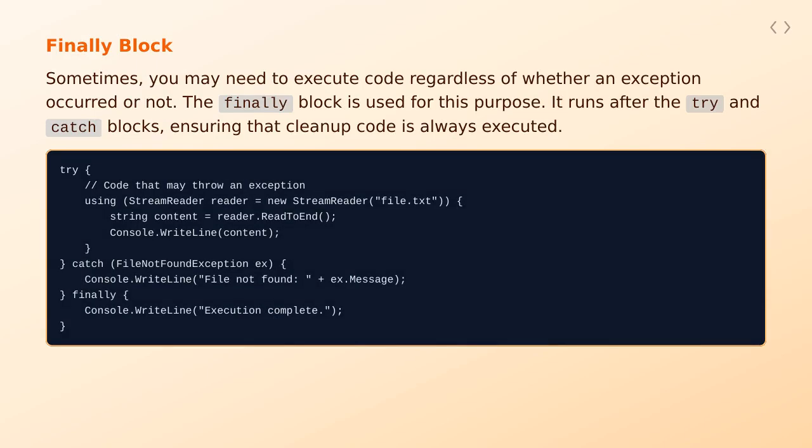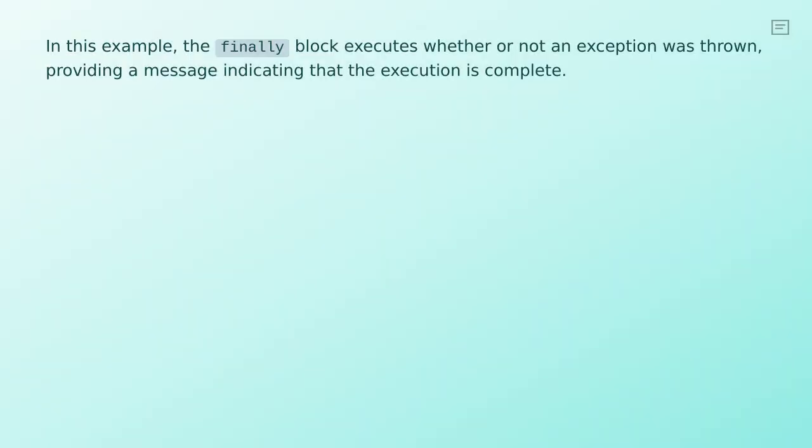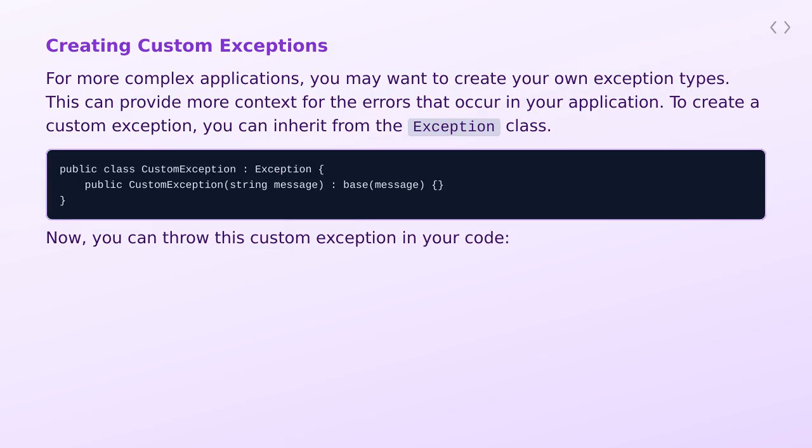Next, finally block. Sometimes you may need to execute code regardless of whether an exception occurred or not. The finally block is used for this purpose. It runs after the try and catch blocks, ensuring that cleanup code is always executed. See the example on this slide. Pause if you want to study the details. In this example, the finally block executes whether or not an exception was thrown, providing a message indicating that the execution is complete.